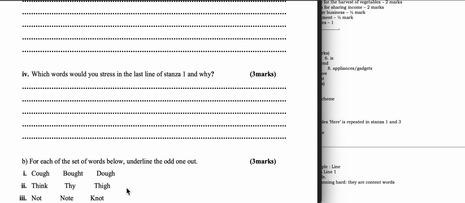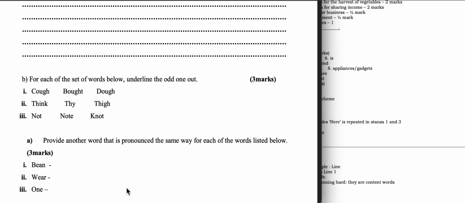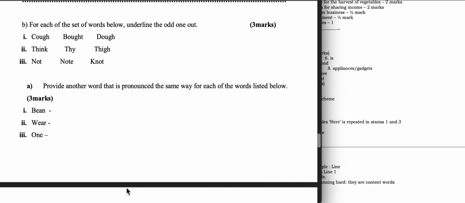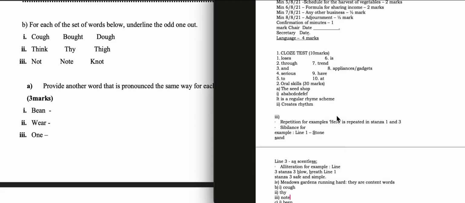For each of the set of words below, underline the odd one out. We have cough, boat, door. So it's cough. Think, thigh. Not, note.